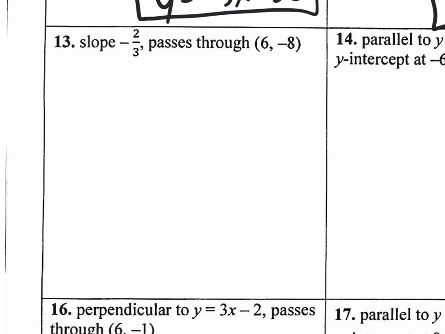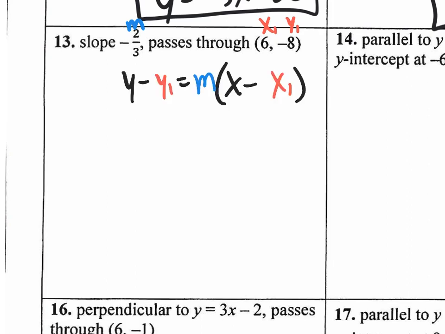So let's walk through this. Number 13, the slope is negative 2/3, and they do give us a point, x1, y1. So let's go for point slope form. There's my point slope form equation. Y minus y1 equals m parentheses x minus x1. When you use it, just leave them blank and then plug in your values. y1 is negative 8. The m value is negative 2/3. The x value is 6.